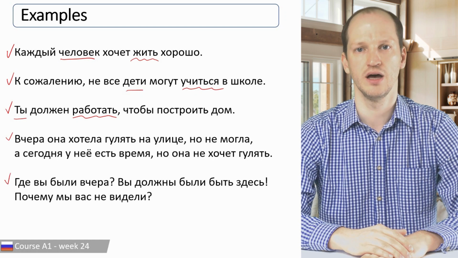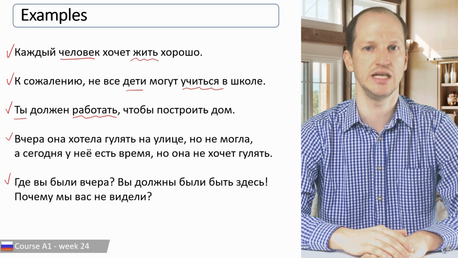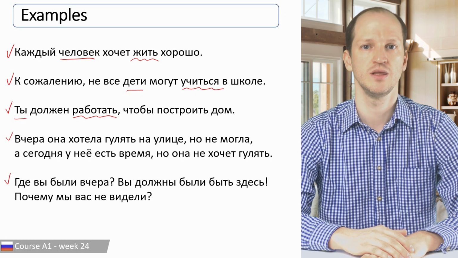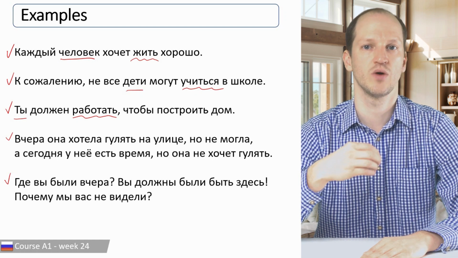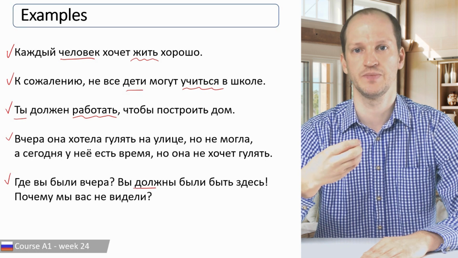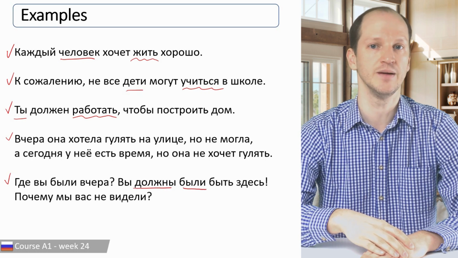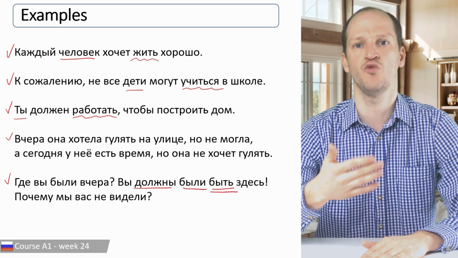Где вы были вчера? Вы должны были быть здесь. Почему мы вас не видели? This is the most interesting and complicated example, where information about our obligation in the past is provided using two words, должны and были. But real action is, as always, in its infinitive form быть.